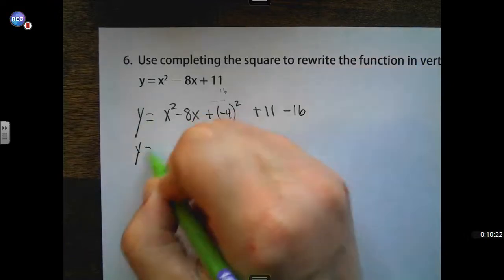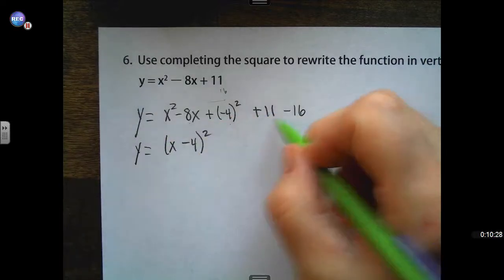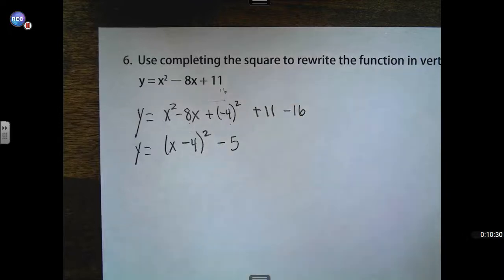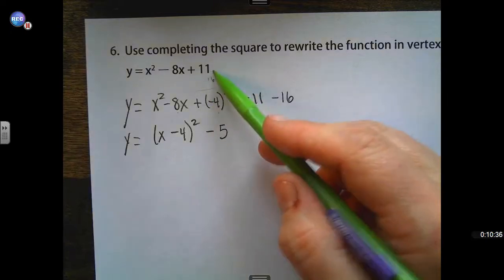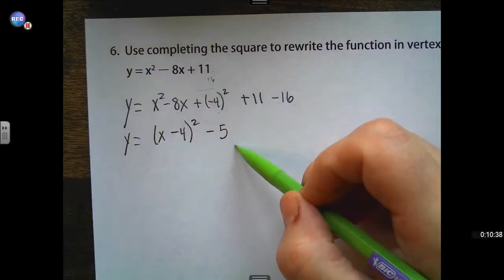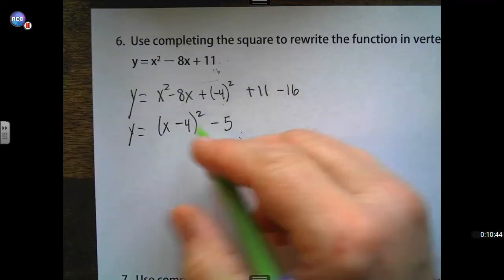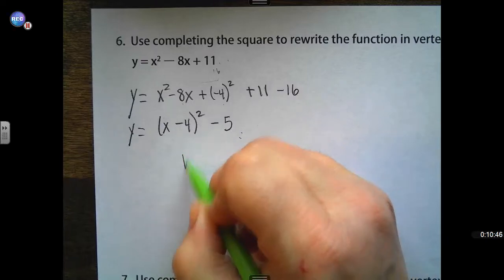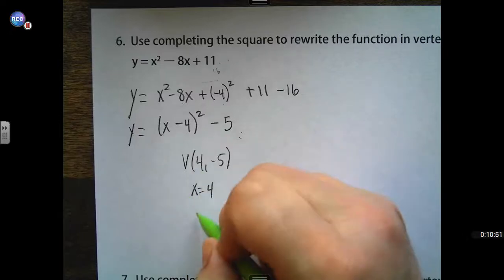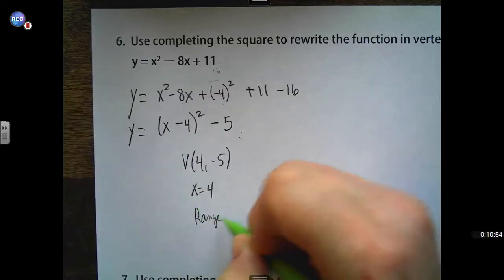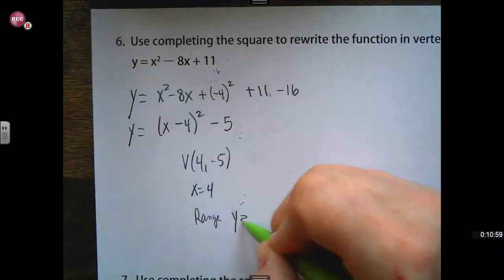So this factors to x minus 4 quantity squared, and 11 minus 16 is minus 5. So we just changed that equation from standard form to graphing form. And now I can see that the vertex is 4, -5. The axis of symmetry is x equals 4. The range, this opens up, so y is greater than or equal to -5.